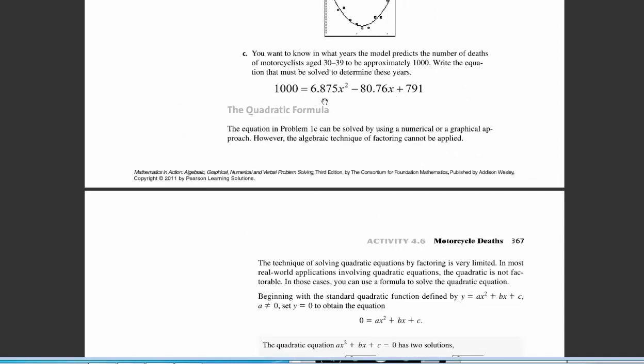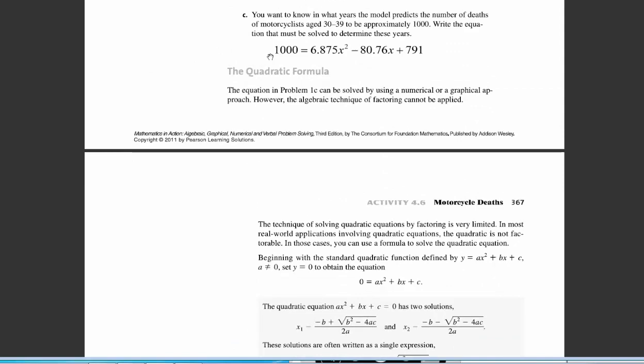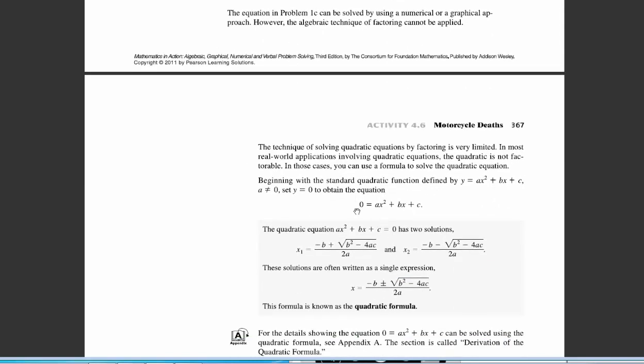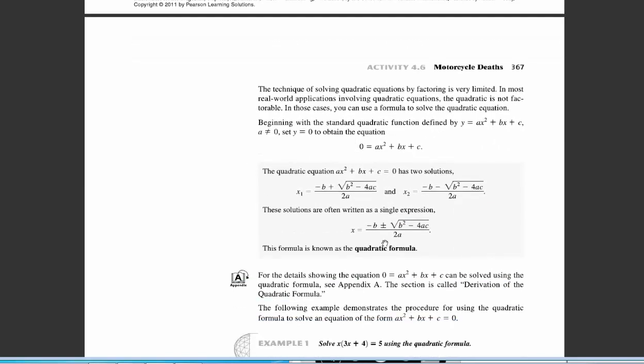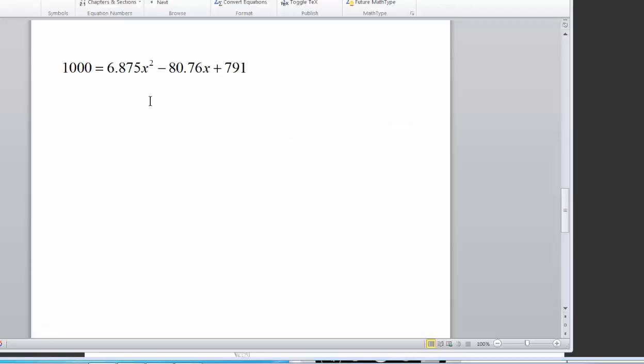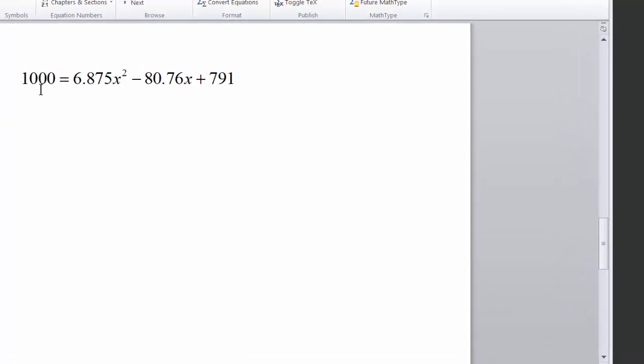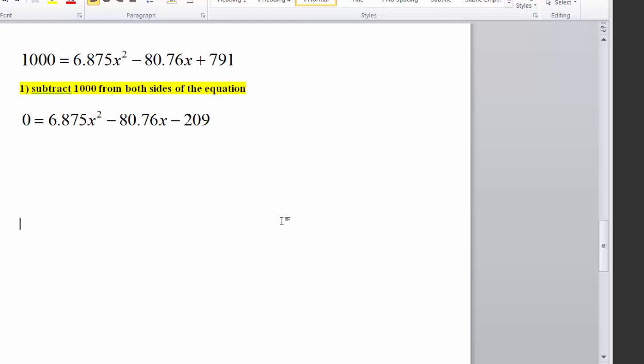So to put this into standard form, I'd have to subtract 1,000 from both sides to leave me with 0 on the left side of my equation, right? I want to get a 0 on one side of my equation. So let's do that on some scratch paper. Here's my original equation, and I'm going to subtract 1,000 from both sides. So once I've subtracted 1,000 from both sides, you'll see I'll be left with 0 on the left side, and the 791 minus 1,000 is negative 209.